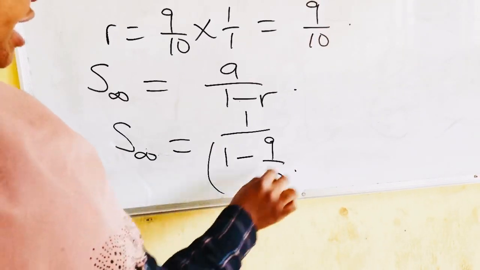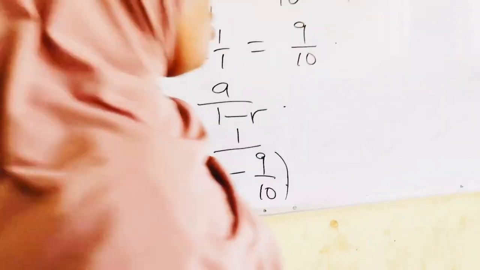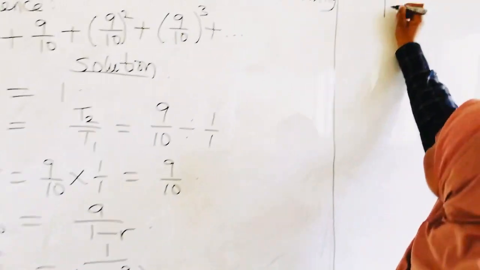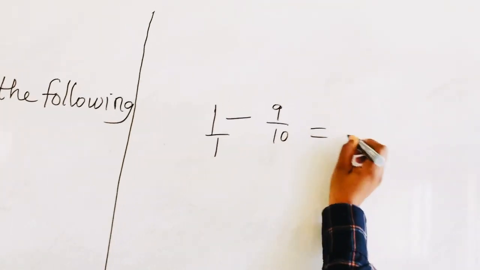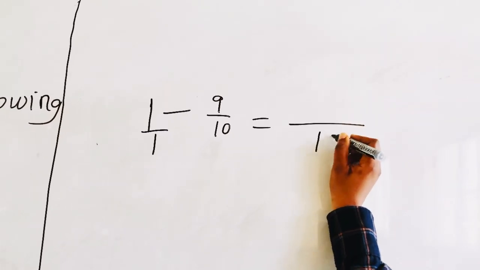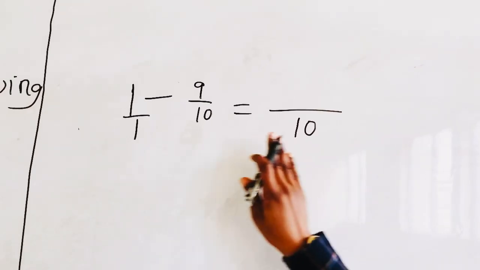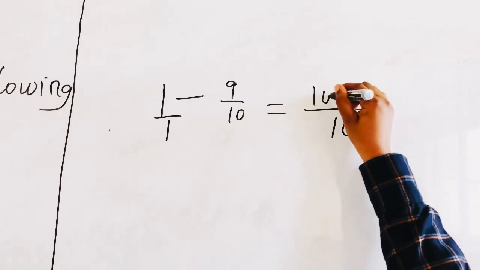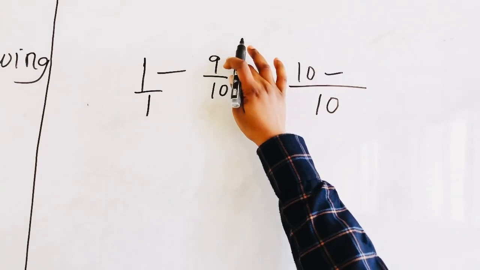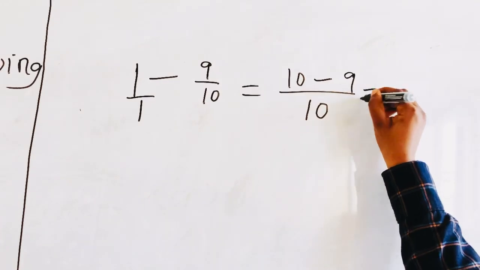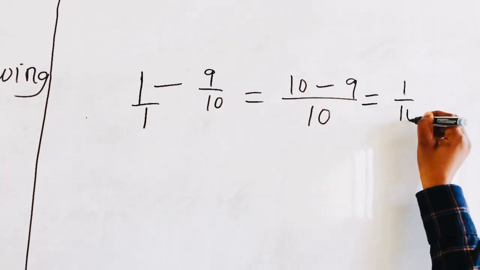So let's simplify 1 minus 9 over 10. This is also over 1, and the LCM is 10. How many times does 1 go into 10? 10. Minus, how many times does 10 go into 10? 1. 1 times 9 is 9. So this is equal to 1 over 10.